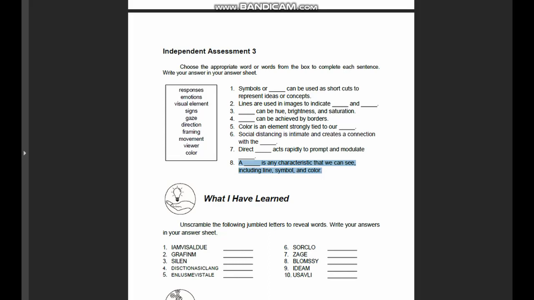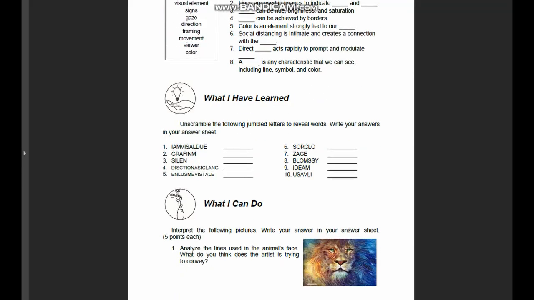Okay, good job. Write your answer in your answer sheets. Next, we have what I have learned. We will unscramble the following jumbled letters to reveal the word. Write your answer in each answer sheet or your paper. From 1 to 10, you will create a word from the jumbled letters to reveal what is the word.